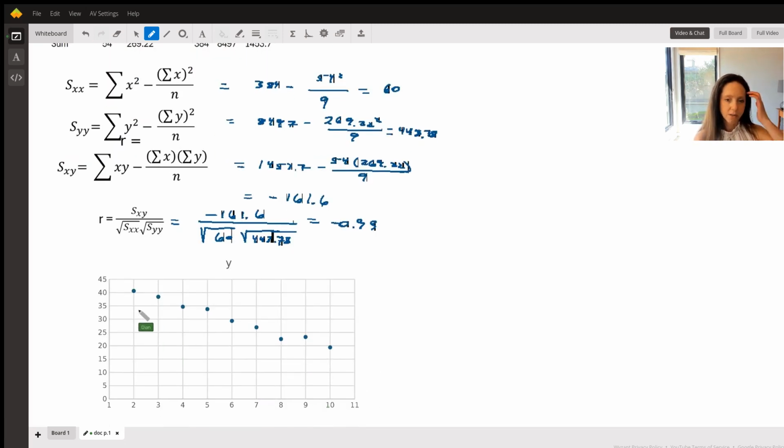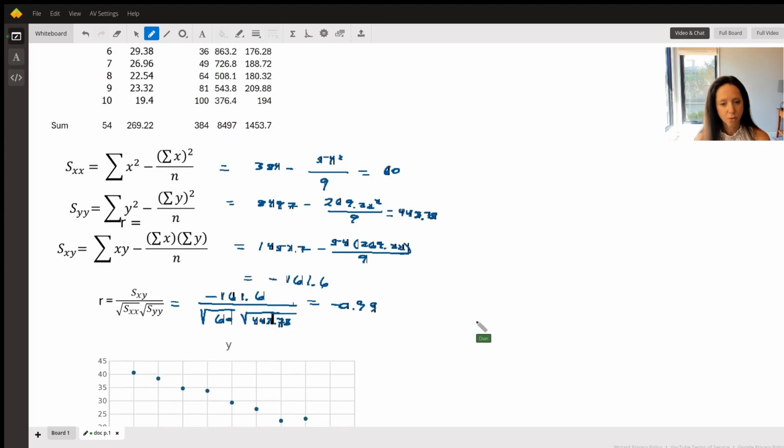And if we did the scatter plot for x and y, we would see that all the points lie almost on a line. And so that's how you do it.